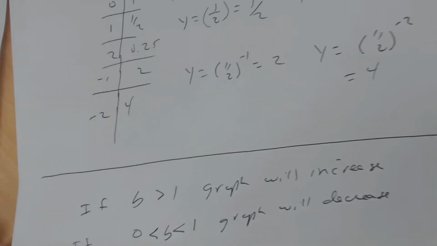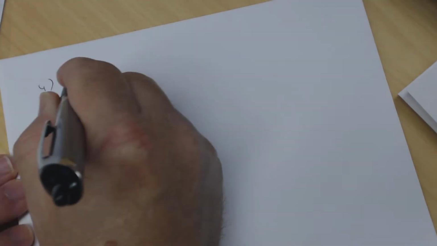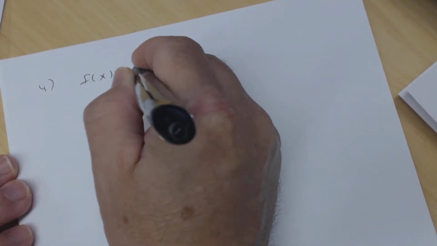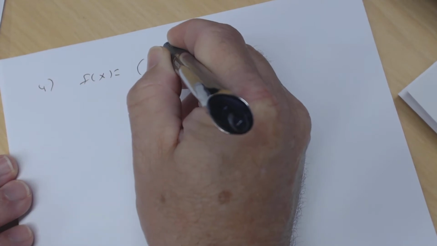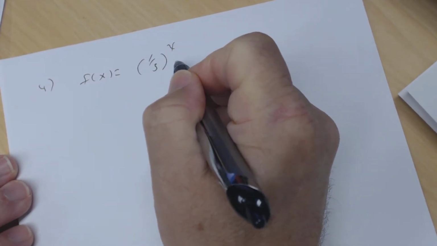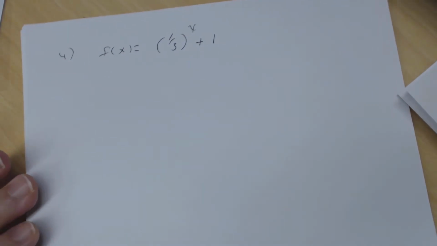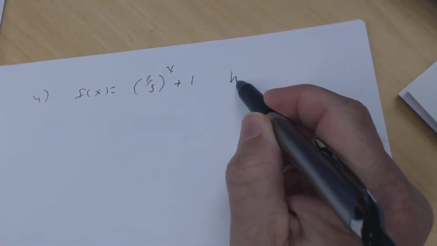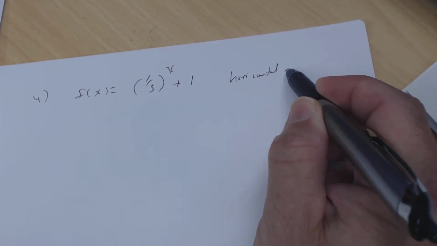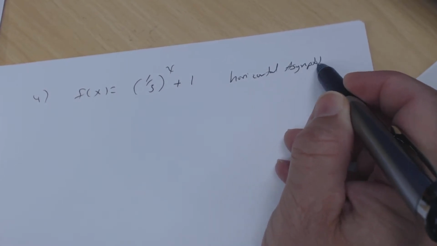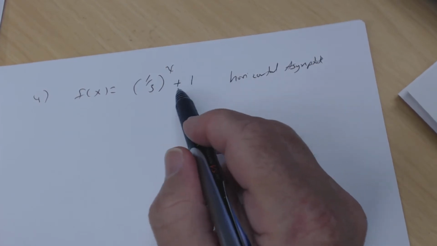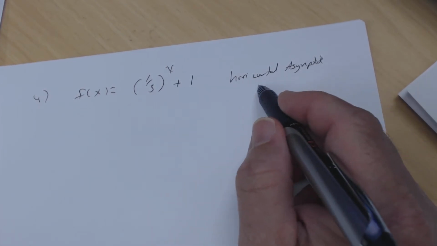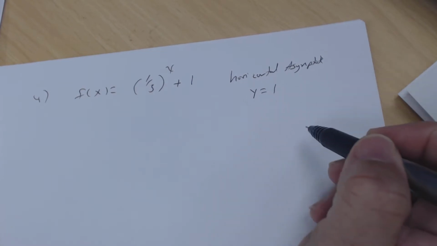All right, so let's look at this one. Suppose we had number 4. Number 4, let's suppose we have f of x equal 1/3 to the x power plus 1. So right away, based on what we talked about, I can say several things. I can say that the horizontal asymptote is this number here, which, don't say 1. You got to name the horizontal asymptote using the equation, so it's y equal 1.